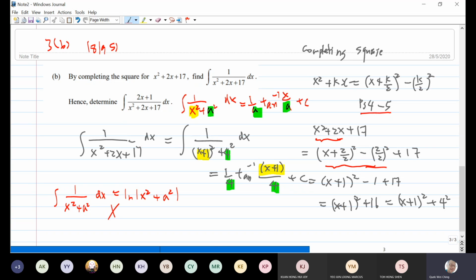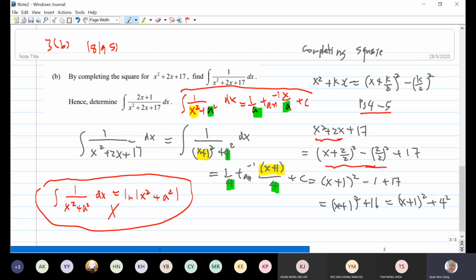So bear in mind that 1 over (x squared plus a squared), when you integrate, is not a log. So this is the wrong formula. If you look at the example in the book, you can see that they didn't use this formula. They use the tangent inverse formula. This is a 1 over tangent inverse formula. So don't always think that 1 over something is a log.